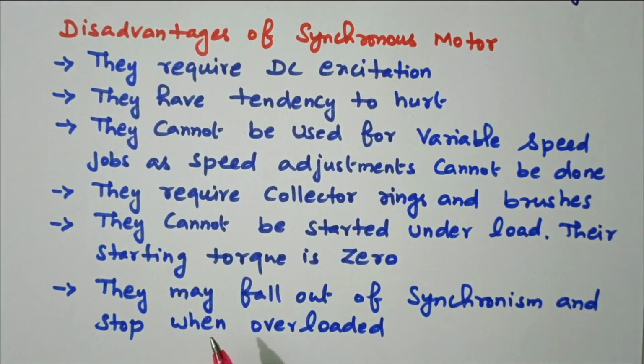Right. So the main advantage is synchronous speed, constant speed. At the same time, in any application where we need variable adjustable speed, it cannot be used. And another thing is overloading. When it is overloaded, it will stop. Then DC excitation is needed, so we need collector rings and brushes. So the friction will be there and sparking will occur. So in this video we discussed the introduction about the synchronous motor, then characteristics, followed by application, and followed by advantages and disadvantages.